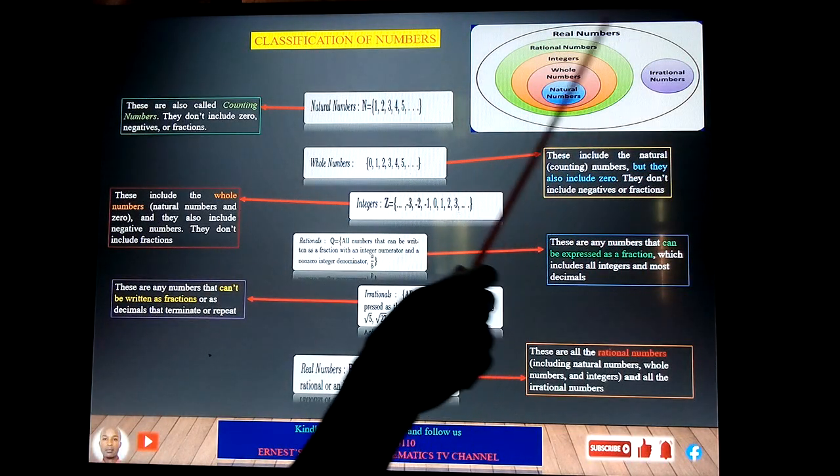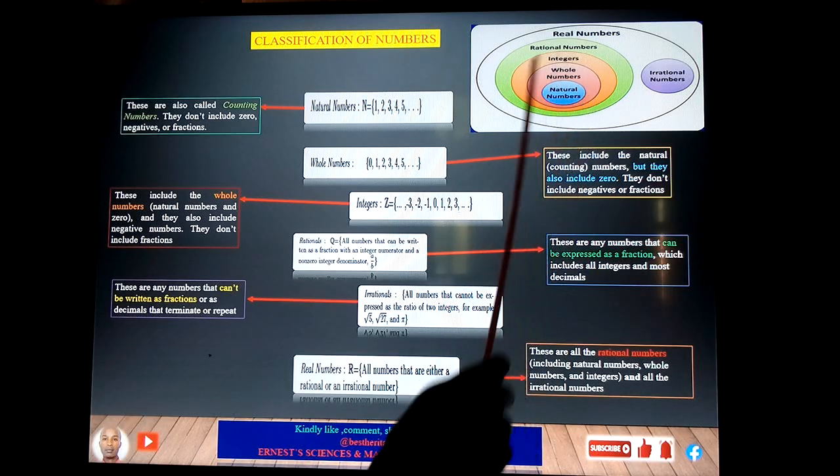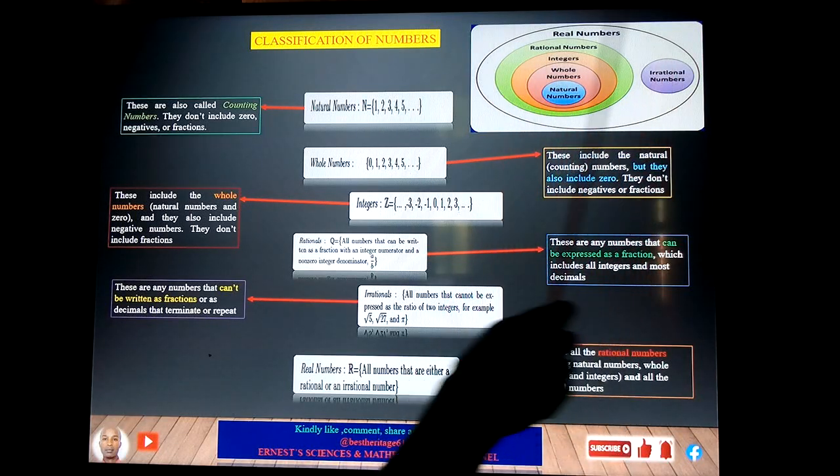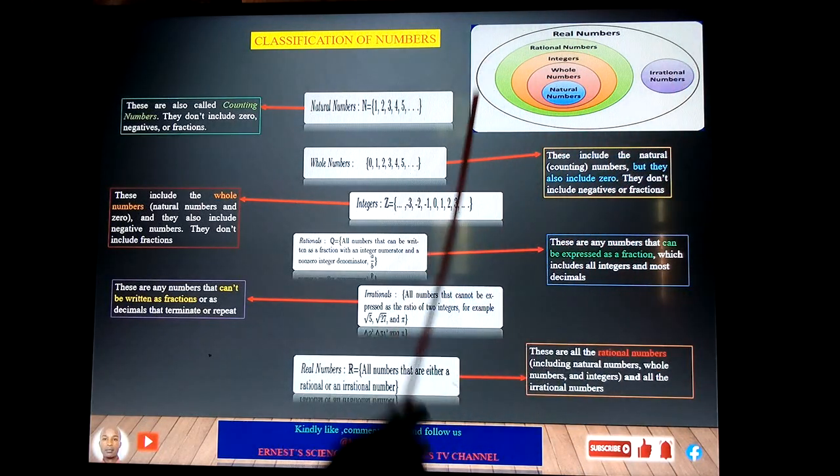Now, if we look at this specific illustration, it's going to give us a relationship, a compounding effect of these specific numbers, which are going to expand to the concept of real numbers, which basically is going to entail this wider class of numbers as illustrated.